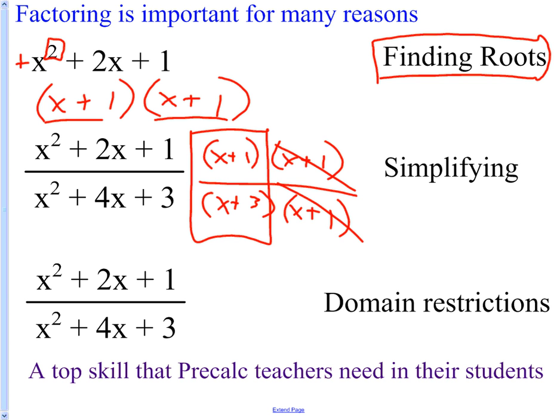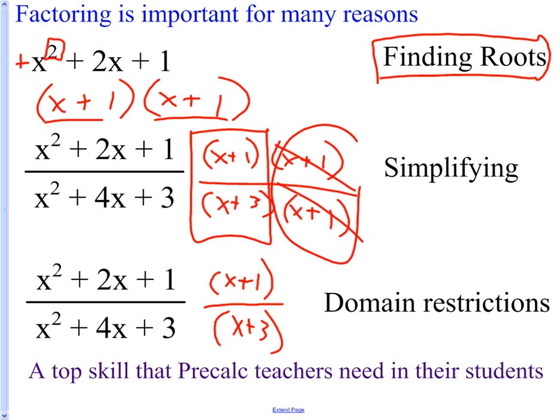Next up, domain restrictions. If I do the same thing and I end up with x plus 1 over x plus 3, those teachers that would listen to this would say, oh, but wait a minute, this causes there to be a hole in the graph. Yeah, I know that. No, they don't know about holes yet, though. I'll tell you about holes eventually. You'll understand holes on the graphs later.